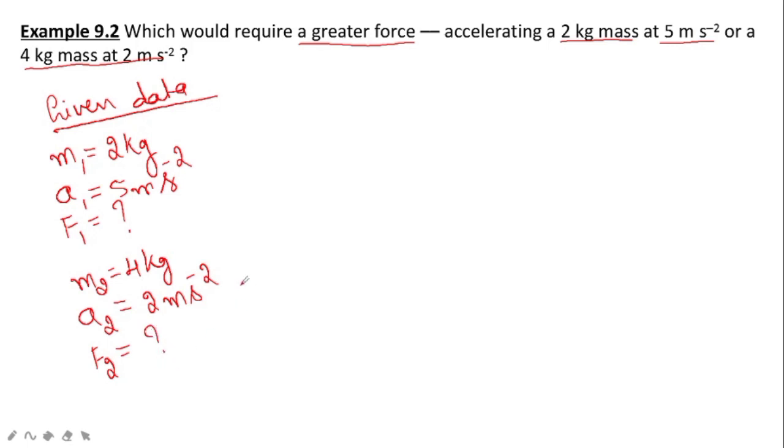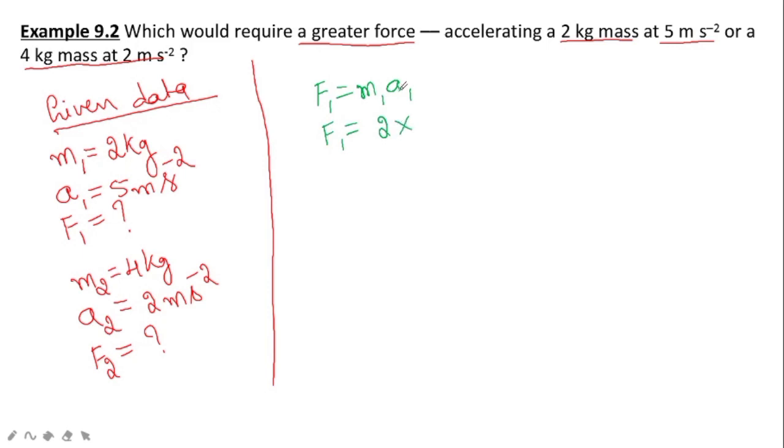So now we will apply the formula, that is f equal to ma. Now shall we use that? Yeah. So we will find it for f1. So f1 equal to m1 into a1. Now substitute the values. So f1 is equal to, what is m1? It is 2 into what is a? It is 5. So f1 is equal to 5 2s or 10 Newton, right?